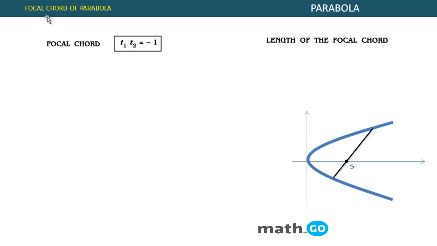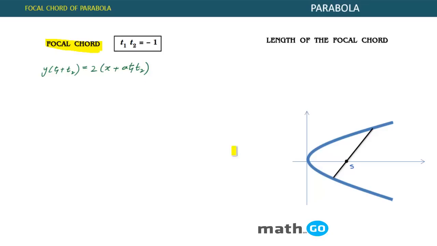Now taking this further, let's say we have already done that the equation of the chord passing through 2 points T1 and T2 becomes what? y(T1 + T2) = 2(x + a T1 T2). We just did this, right? Now we want to try something for the focal chord. What if this chord passes through the focus?